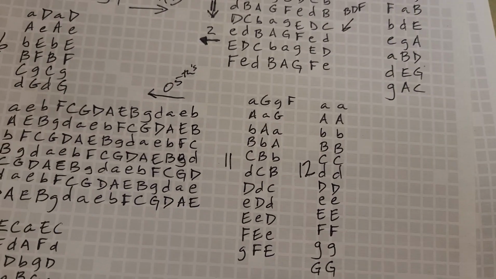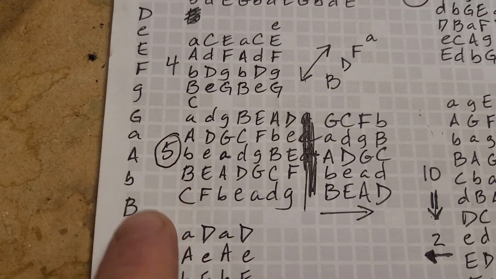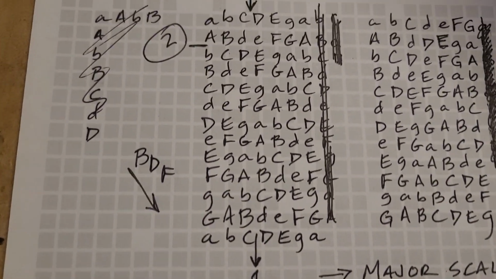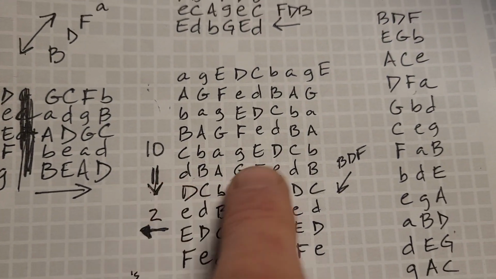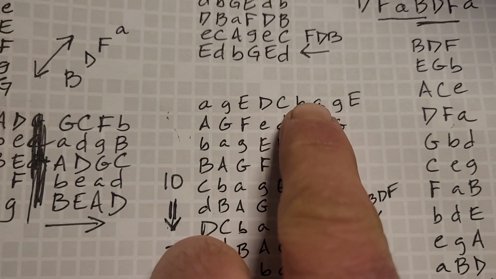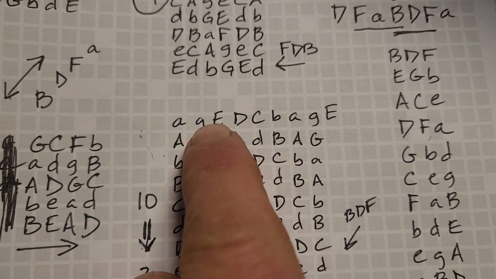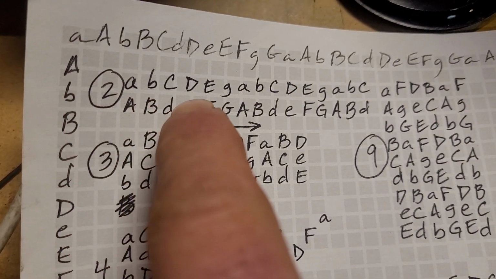Okay? So now that we know where our circle of fifths comes from, and theoretically our circle of sevenths, what goes up must come down, where do we get our scales? Well, if we take the number 2 pattern, which, if we look at number 10, is the same as number 2, but backwards. Okay? A flat, A, B flat, B, C, D flat, D, E flat, E, A flat, A, B flat, B, C, D flat, D, E flat, E.